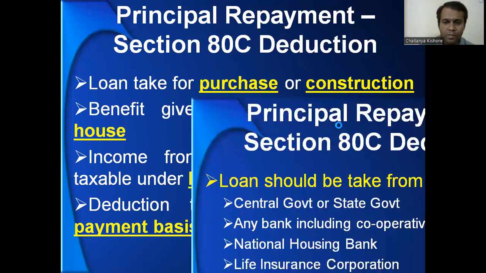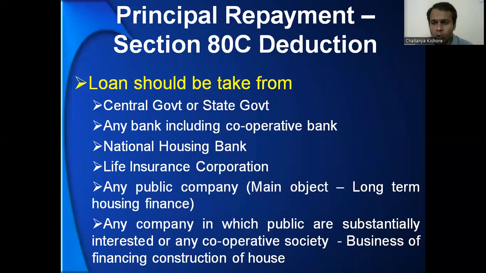And the next condition, the loan should be taken from certain categories of people who are notified under Section 80C. It's not that you can take a loan from your relative or friend and claim 80C. The section says no, you cannot claim. So from whom can I take a loan and get the benefit of 80C deduction? The following are the categories of persons from whom you can get the benefit of 80C.